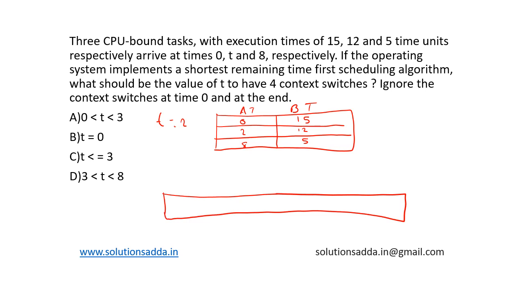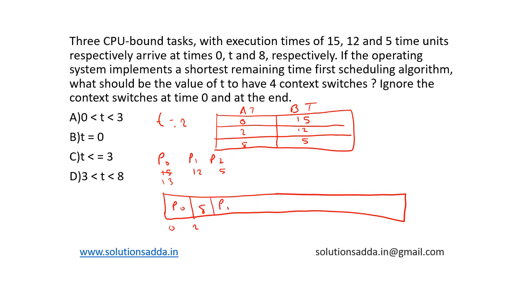Initially at time T equal to 0, only process 1 comes. So it runs for how many units? Let's assume it runs for 2 units. This is P0, P1 and P2, and we have 15 units of time here, 12 units here and 5 units here. Till time T equal to 2, the process P0 runs, so we have 13 units remaining. Now a context switch happens, and the shortest remaining time is 12.